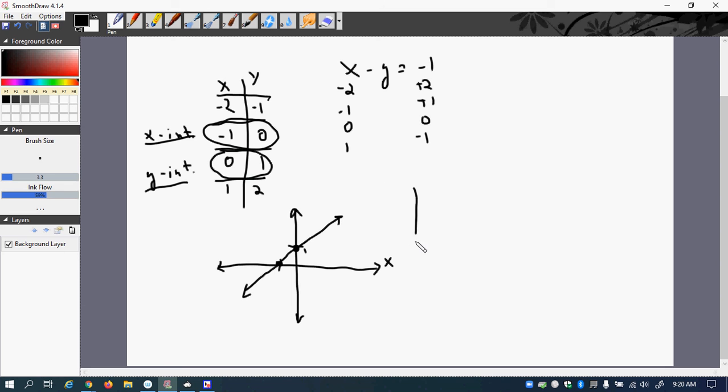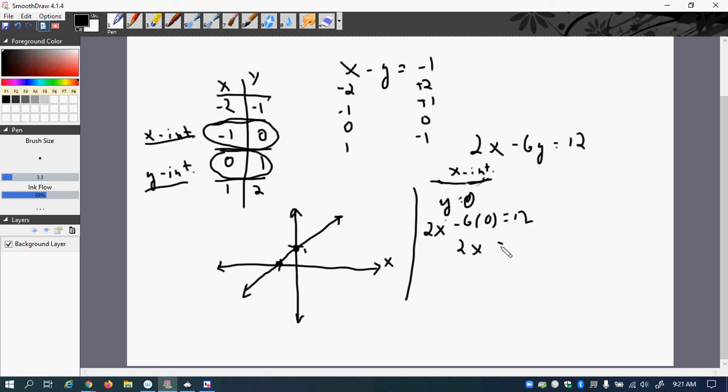Let's do another problem like that. Let's say it is 2x minus 6y equals 12. I'm going to find the x-intercept, which means that y is 0. So I put that in the equation: 2x minus 6 times 0 equals 12. And so I get 2x equals 12. Now I'm going to divide by 2, and I get x equals 6. And so now I know it's (6, 0), which is my x-intercept.